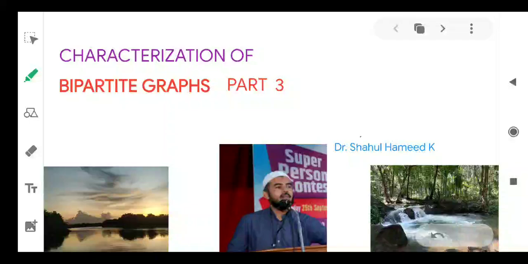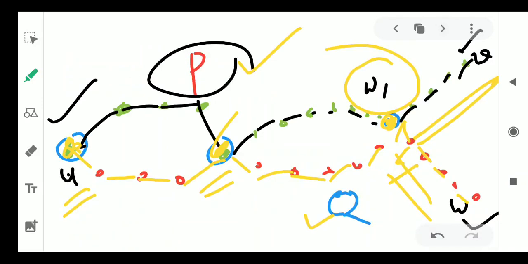Dear students, let me start from where we had stopped in the last video. We were trying to characterize bipartite graphs, and we are in the converse part of the characterization theorem, which means that we have assumed that G has no odd cycles. Then we have to prove that G is bipartite. And we have reached here. This was the picture with which we entered the last video.